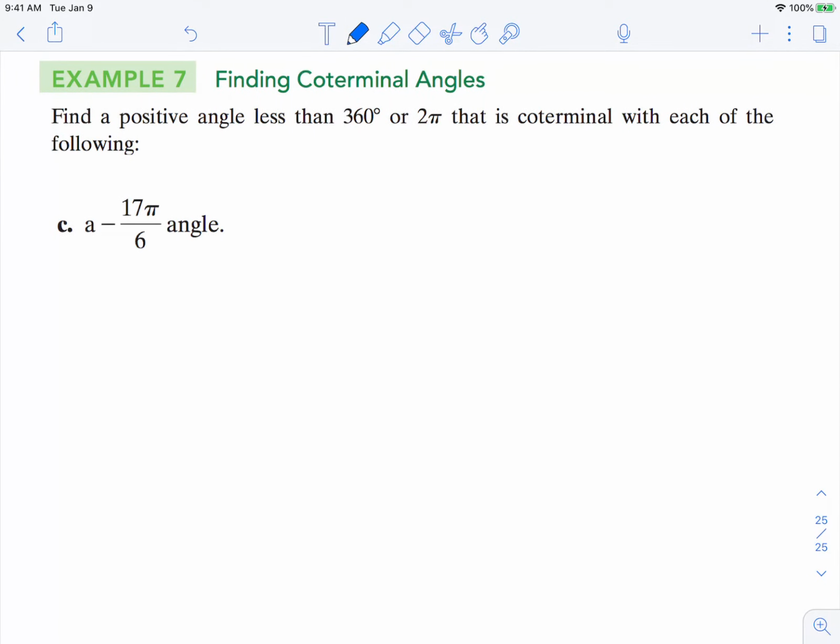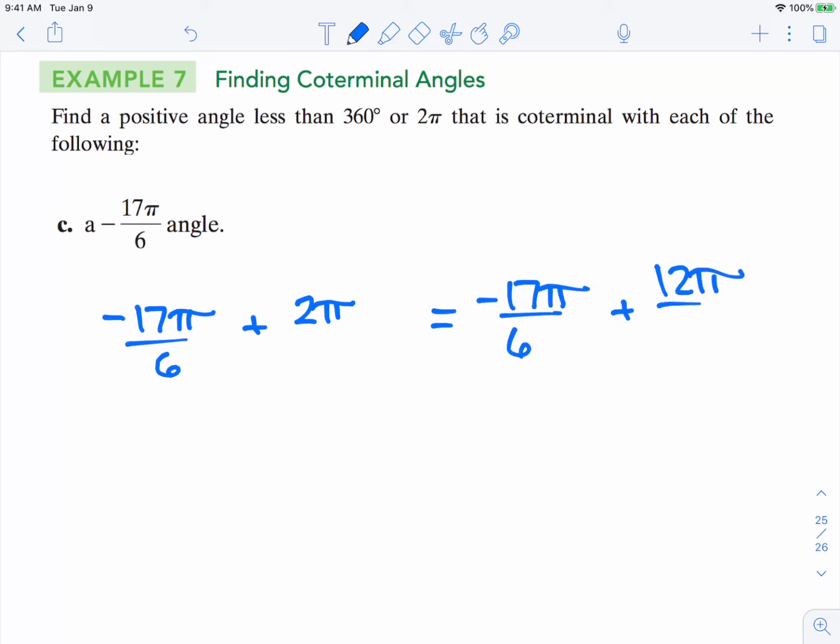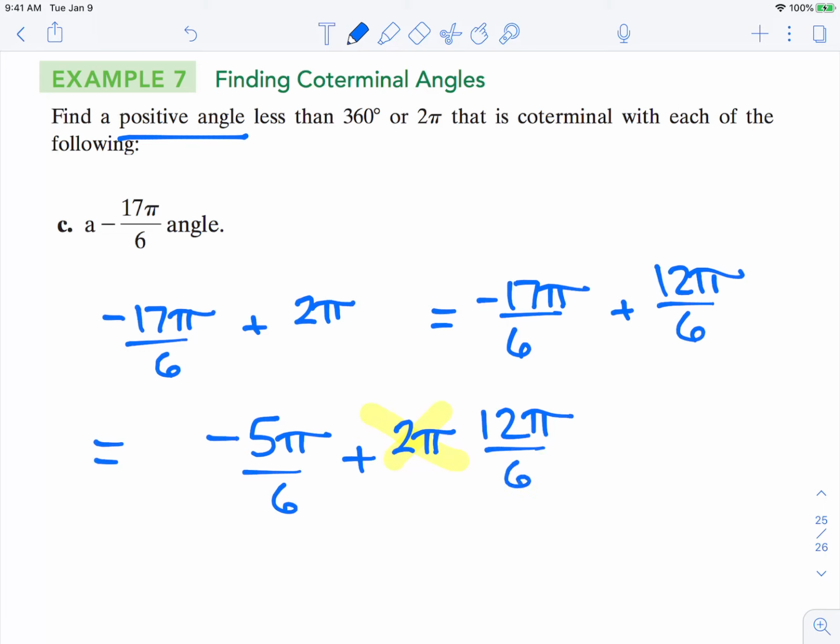Here's negative 17 pi over 6. So we're going to add one revolution of 2 pi, which is 12 pi over 6. So now when we add those together, we get negative 5 pi over 6. It's asking us for a positive angle, so we have to add another revolution, another 2 pi, or 12 pi over 6. We'll add those, and we get 7 pi over 6.